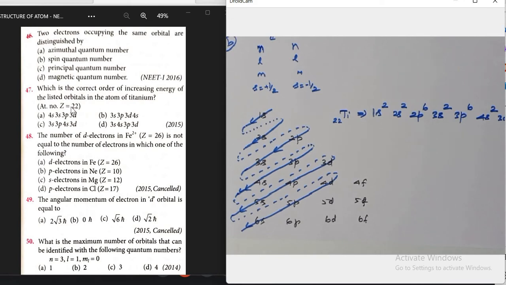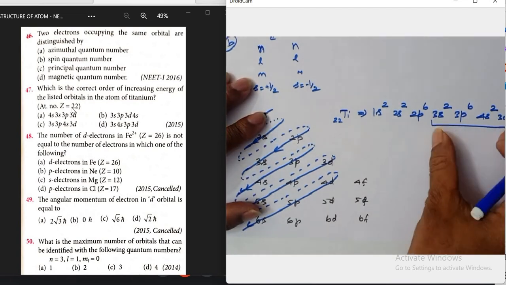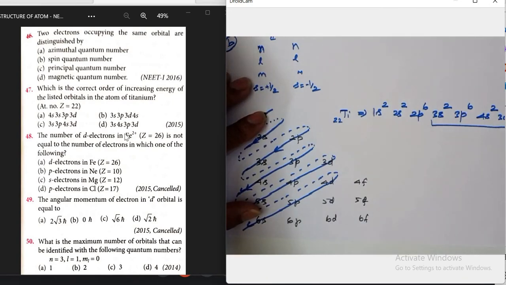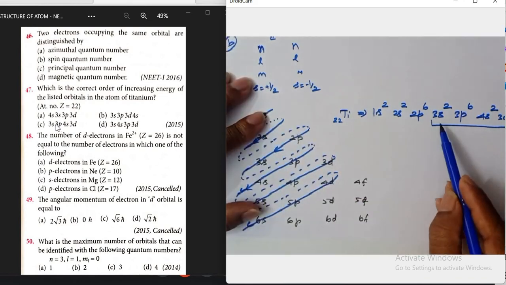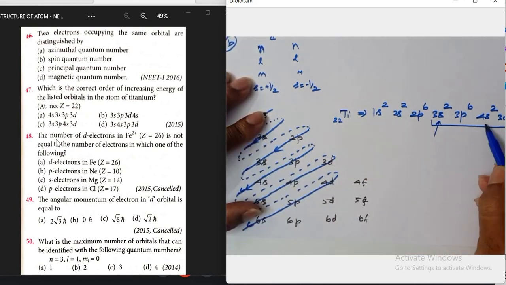Students, observe this carefully. These 4 orbitals are given in all the options. You have to take the arrangement that starts from 3s. Which arrangement starts from 3s? Option A is definitely wrong because it starts from 4s. Option B starts from 3s, and the next one is 3p, correct? Then 3d, 4s. And see, students, here this is very important.